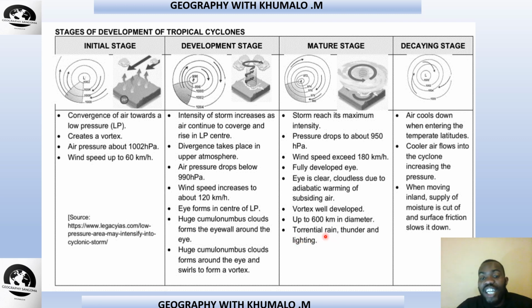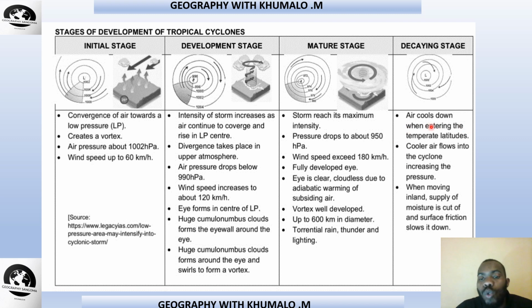It brings what we call torrential rainfall, which is extreme heavy rainfall with thunderstorms and lightning. So there's thunder and lightning there in the mature stage. And then we go to the decaying stage, or the dissipating stage. Now, there is no dissipating stage in the mid-latitude cyclone, but here in the tropical cyclone, we have the decaying stage, or the dissipating stage, or the degenerating stage.